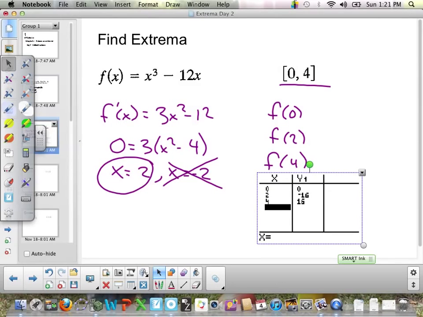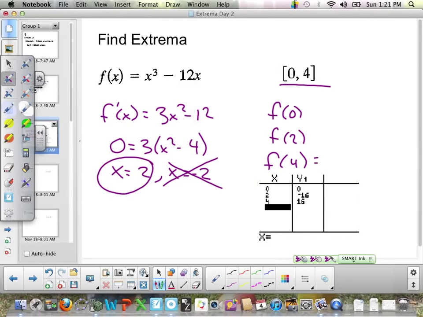Okay, and now looking at my choices, I can see that the maximum is at 4, and it is 16. There we go. And the minimum is at 2, and it is negative 16.